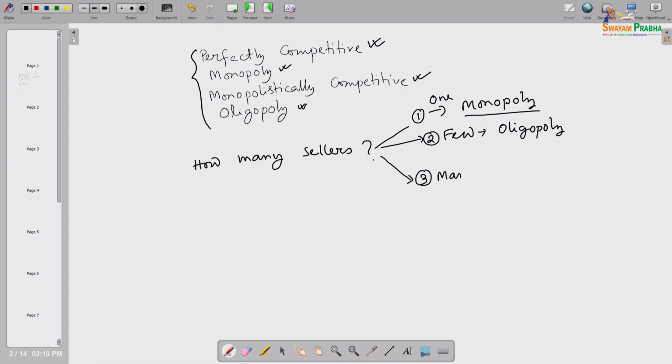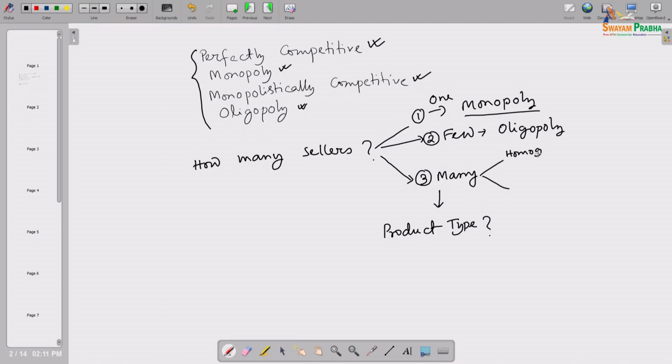If the answer is many, then you pose another question: what is the product type? Product type means, many sellers are there in the market, but are all those sellers selling an identical product or not, a homogeneous product or not? If the answer is yes, the product is homogeneous or identical, then it will be called perfectly competitive.